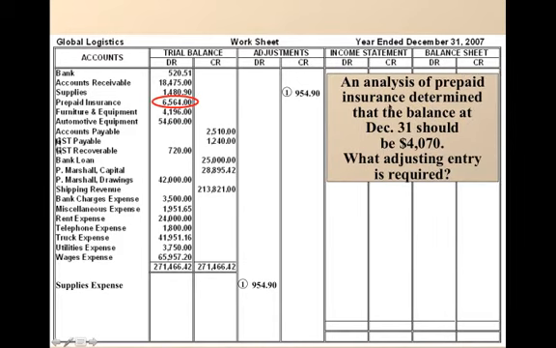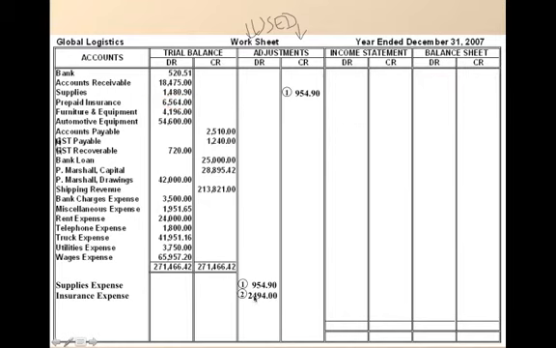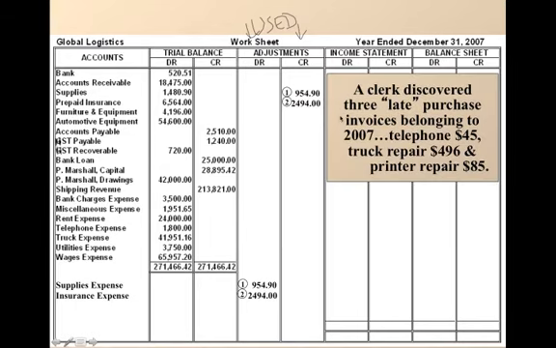An analysis of prepaid insurance determined that the balance at December 31st should be $4,070. So the adjustment for that, they're telling you what the balance should be. So we need to calculate what we used. Remember, everything that goes in this column here is what you used up, in both of these columns. So if we had 6,564 and we should have this amount left, if you subtract them, you will get 2,494. And that's insurance expense because you used up that insurance. And now prepaid insurance must go down, so we're going to credit it. This is total review grade 11.